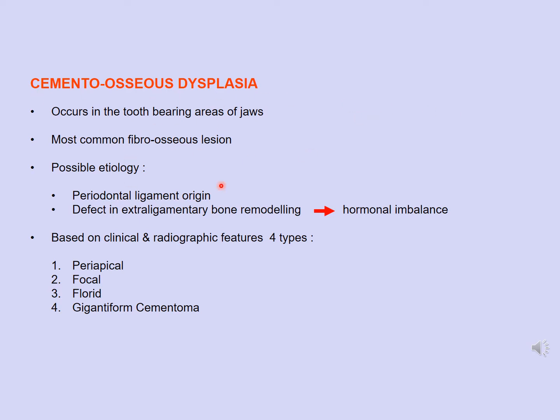The possible etiology that has been attributed to it is periodontal ligament origin, basically a defect in the extra-ligamentary bone remodeling, and some hormonal imbalance, which leads to these lesions. These lesions are clinically and radiographically categorized as four types: periapical, focal, florid, and gigantiform cementoma. So let's look at each one of them as we go.